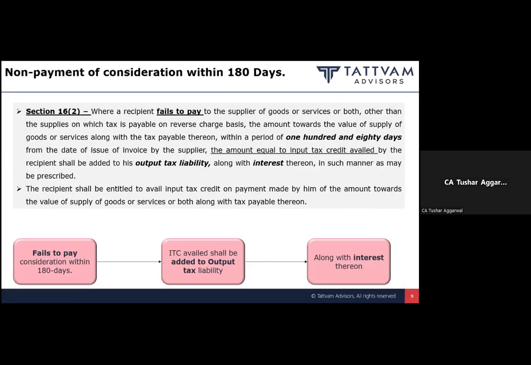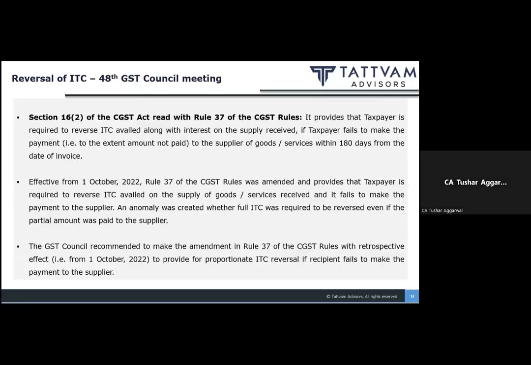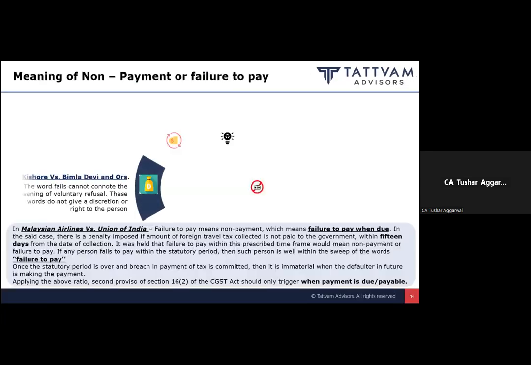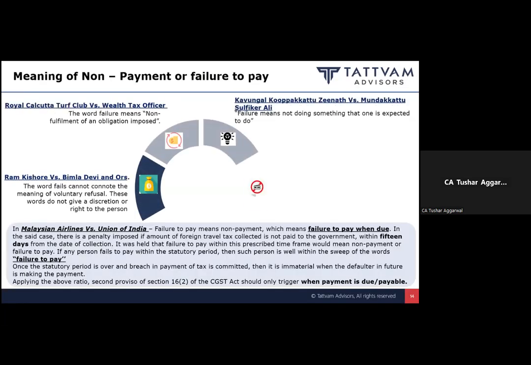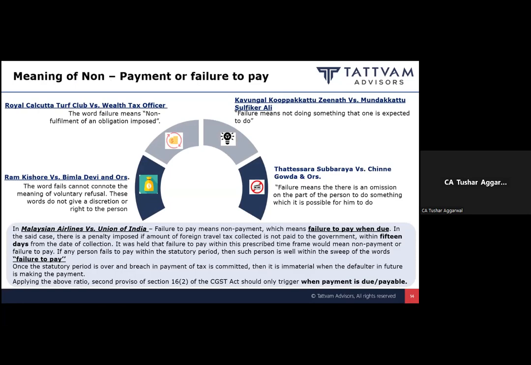where a recipient fails to pay the tax. So there has to be a failure. And when will failure occur? Failure will occur only when there is an obligation to pay. When my contract and my PO itself says that 50% has to be paid at the end of 1 year, there is no failure. Accordingly, when there is no failure, section 16 reversal should not trigger. So again, that is the possible argument which we should take.